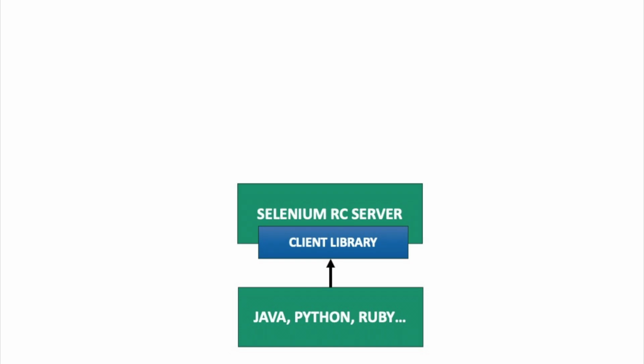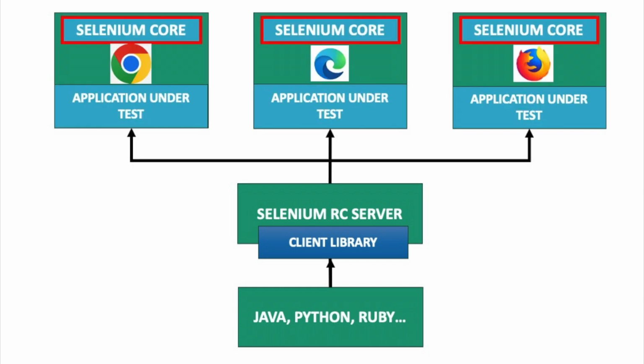When the test is ready to be triggered, the Selenium RC server is launched. When the test is triggered, the client library takes these programmatically written test steps and sends them to the Selenium RC server. Then Selenium RC injects Selenium Core, which is a JavaScript program, into the web browser. Once Selenium Core is injected, it starts receiving instructions from the RC server. Based on the test scripts, Selenium Core executes all these instructions as JavaScript commands.